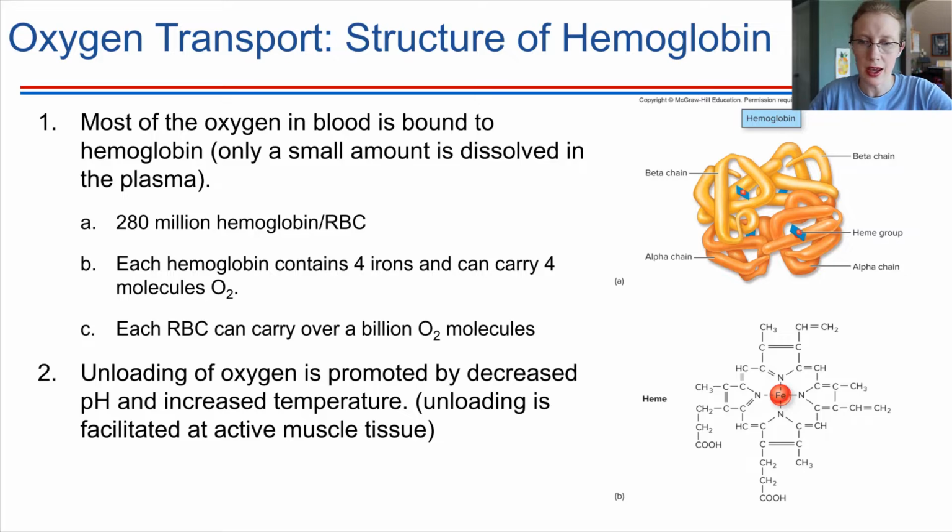Hemoglobin is a molecule that is present in red blood cells. There's a lot of it present in red blood cells. Each hemoglobin molecule has 4 irons. You can just make them out here in this picture. And each hemoglobin molecule can carry 4 molecules of oxygen. There are about 280 million of these per red blood cell. So in total, one red blood cell can carry more than 1 billion oxygen molecules. That's a lot of oxygen molecules.